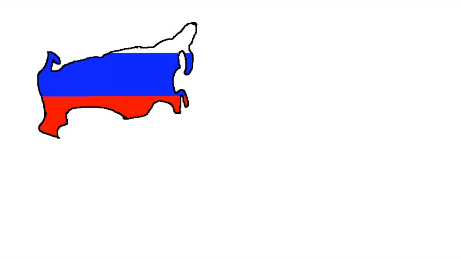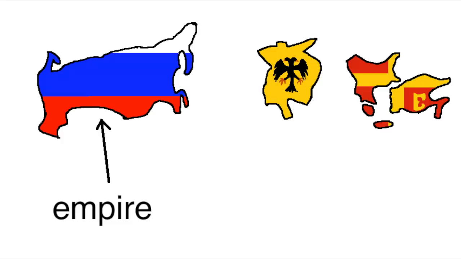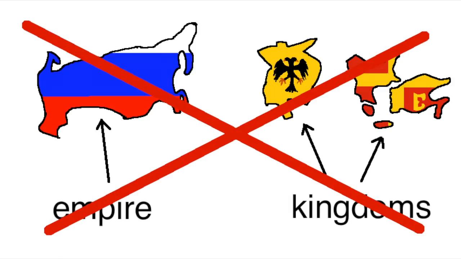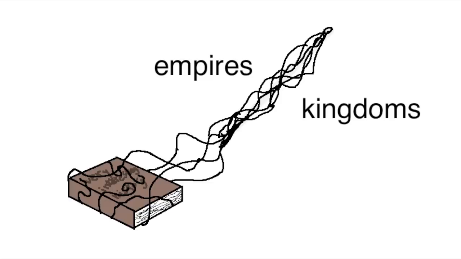But by that logic, modern Russia should be called an empire since it's both huge and contains a lot of very different cultural groups, while the Holy Roman Empire and the Byzantine Empire should be called kingdoms because of how comparatively small and homogeneous they were. But no one ever does either of those things. The truth is, which countries we call empires and which we call kingdoms is really arbitrary and tied up in what I think is some very interesting history.